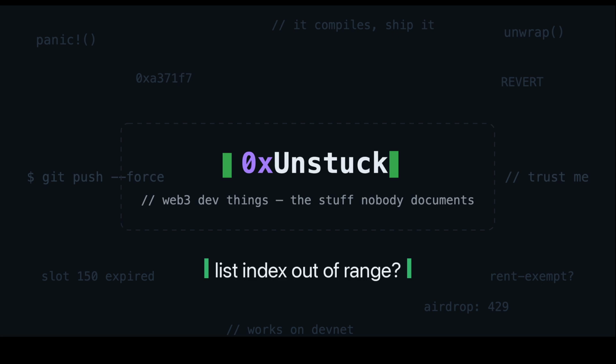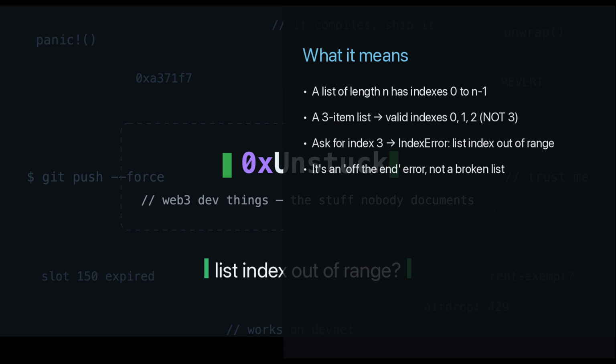Today, a Python classic that bites every beginner: IndexError, list index out of range. It means you reached for an item that isn't there. We'll trigger it live, read exactly what it says, and fix it. Let's go. Here's the whole idea.